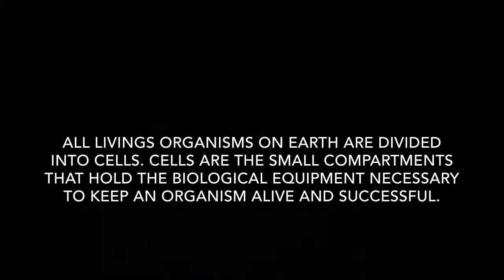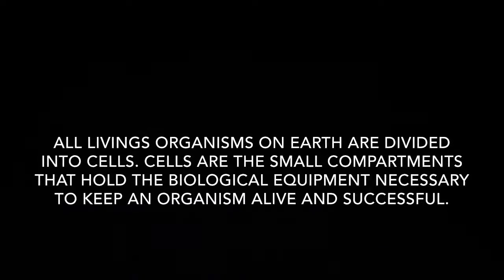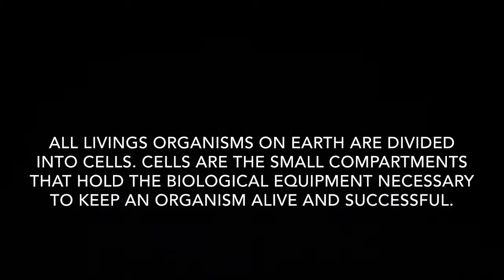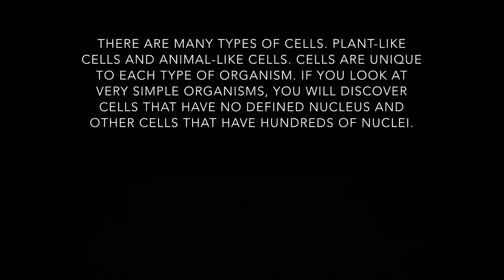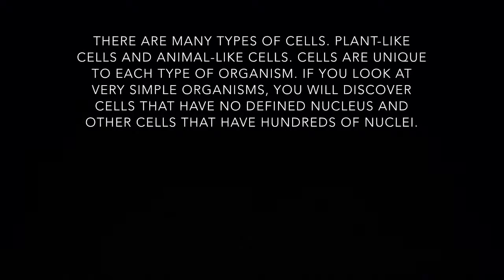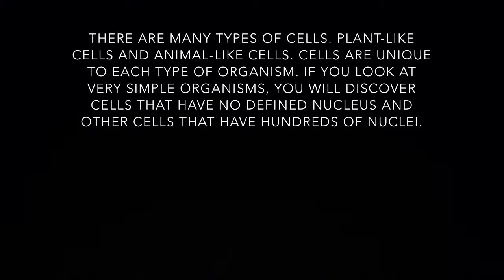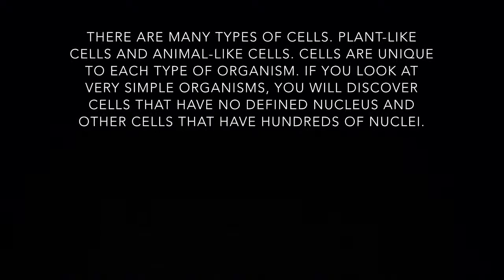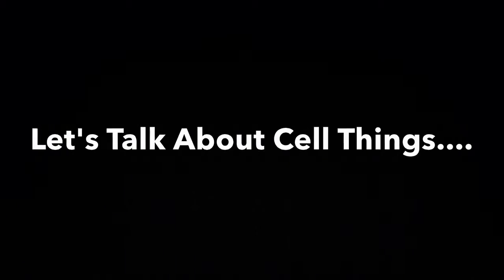All living organisms on Earth are divided into cells. Cells are the small compartments that hold the biological equipment necessary to keep an organism alive and successful. There are many types of cells, plant-like cells and animal-like cells. Cells are unique to each type of organism. If you look at a simple organism, you'll discover that they have no defined nucleus, and other cells that have hundreds of nuclei. So, let's talk about cell things.